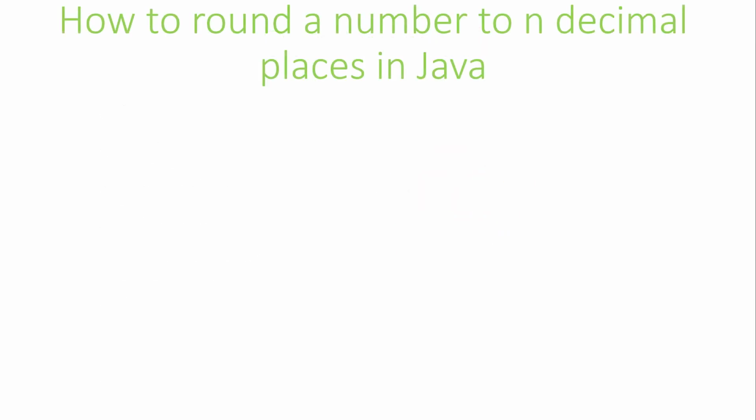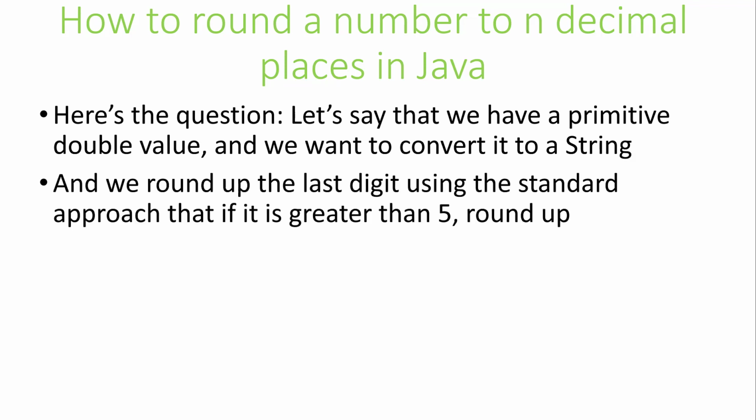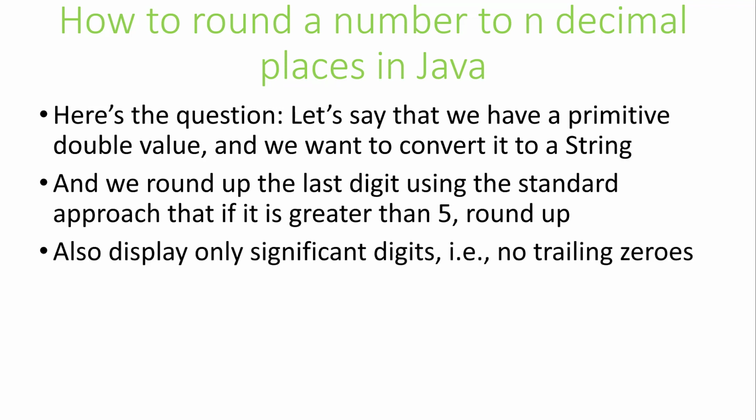So the question in this video is, let's say we have a primitive double value and we want to convert it to a string. We want to round up the last digit in the fractional part of the number using the standard, if it's greater than 5, round up approach. We only want to see significant digits, meaning we don't want to see any trailing zeros. All right, let's do it.